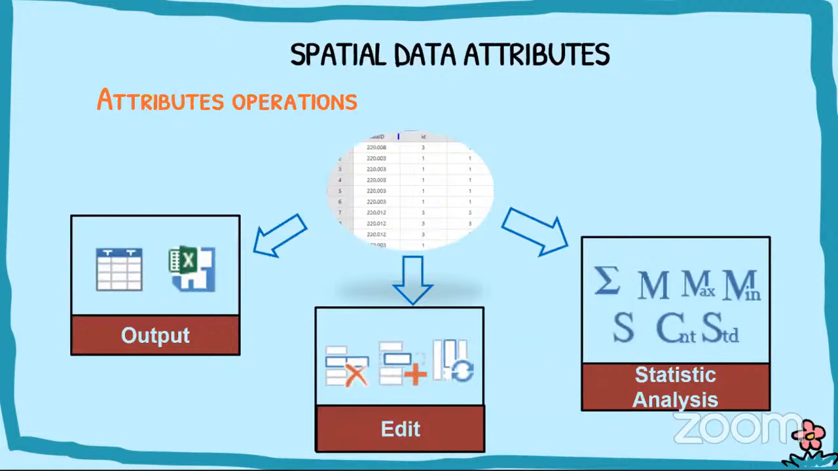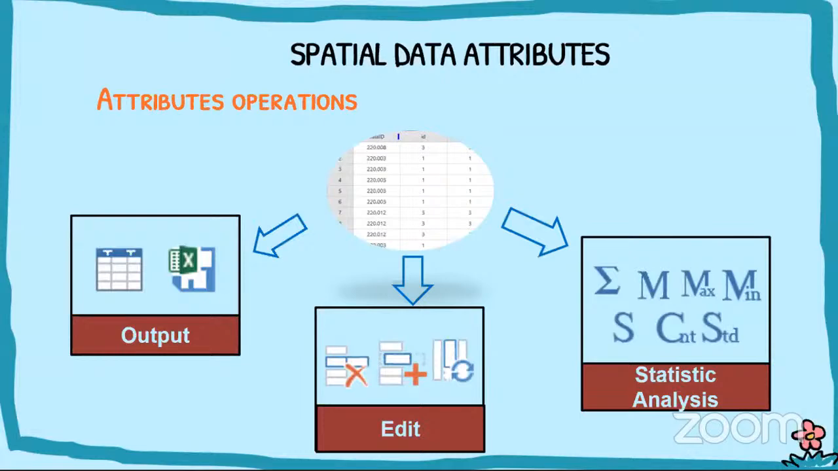Okay, lastly, we have the attribute operations for the spatial data attribute. The spatial data attributes can be output, such as to Excel, or you can save the data attributes that you already created into Excel, or save them as a dataset. And the attribute table can also be edited. We can append a column or row, update the fields, and many other features for the attribute operation.